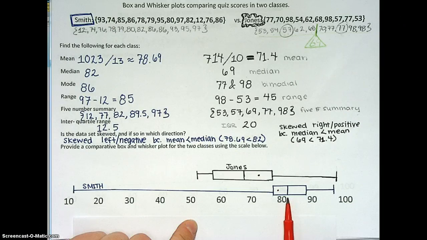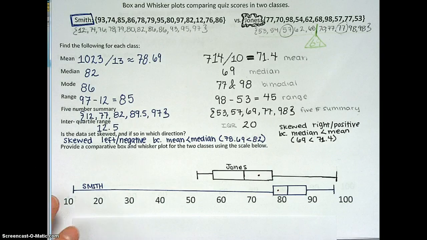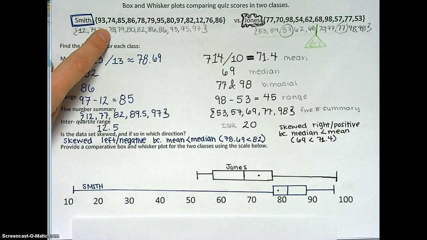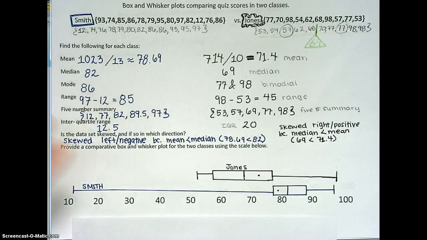One more thing that's frequently included in box and whisker plots, or talked about through box and whisker plots, is outliers. Can you guys identify a possible outlier in either one of the classes? 12 definitely looks like an outlier in the data set here. In Miss Smith's class, 12 is by far the lowest score, and I think we talked about that score before.